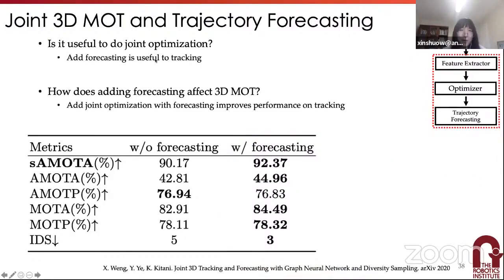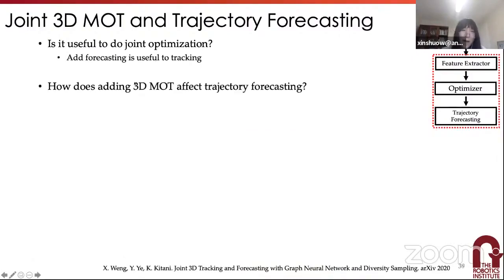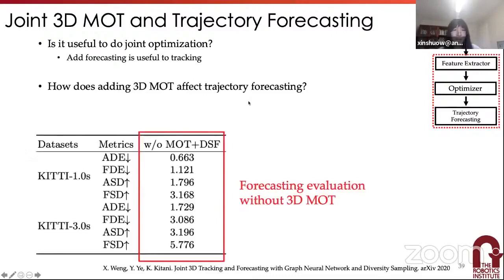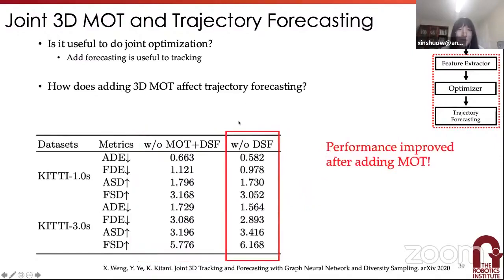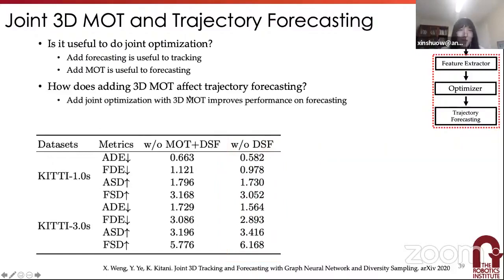tracking. Okay, so what about the other way around? How does adding 3D MOT affect the trajectory forecasting part? Again, we first show our system without adding the 3D MOT and compare with our system by adding the 3D MOT module. We observe the AD and FD, which are standard metrics for evaluating trajectory forecasting. These two metrics get decreased. So that means our performance is increased. So this proves that adding MOT is useful to forecasting.